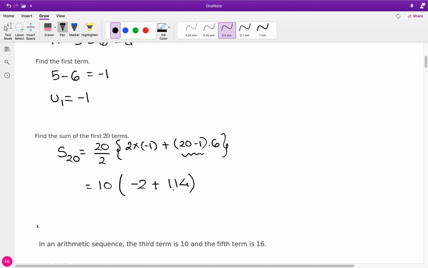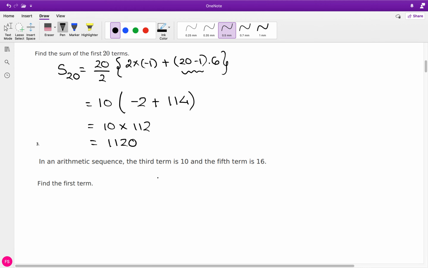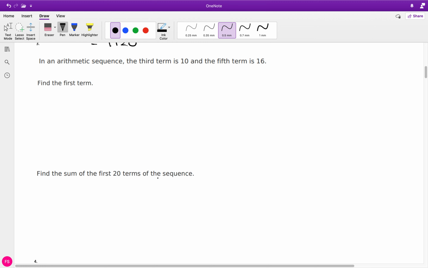Then you will subtract 2 from this. 114 minus 2 will give you 112, so it's going to be 10 times 112, which will give you 1120. So that is the sum of the first 20 terms for this question. Let's move to the next question, number 3.